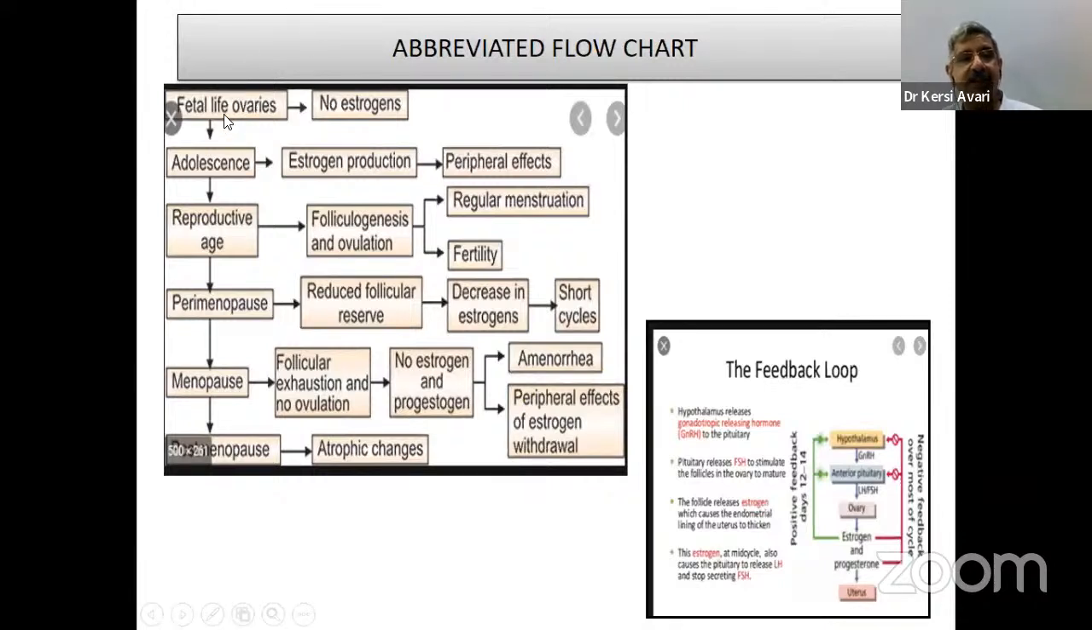So a general effect. Fetal life, ovaries, no estrogen. When they come into adolescence, estrogen production starts. Peripheral effects, you get a lovely hourglass-shaped figure. In your reproductive age, you start developing follicles. Your menstruation, then you have fertility. As you come towards perimenopause, reserve dips, estrogens dip, cycles become short. When you are in menopause, follicles are exhausted, no estrogen production. You get amenorrhea, no periods, peripheral effects of estrogen withdrawal. Correct? And last, in the severe phase, all atrophic changes. So this is like a feedback loop. What initially used to happen in a normal case, what happens down the line?